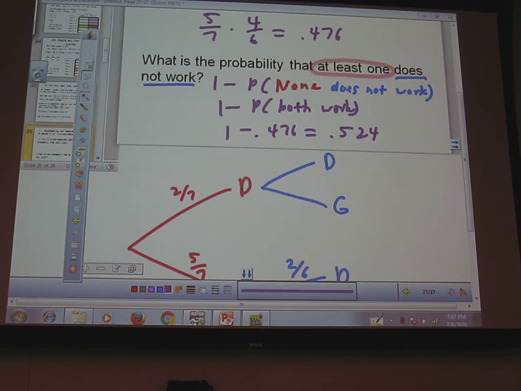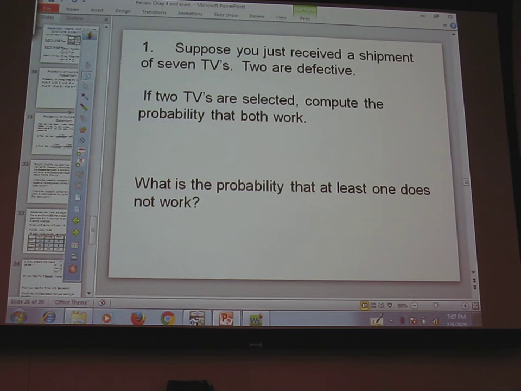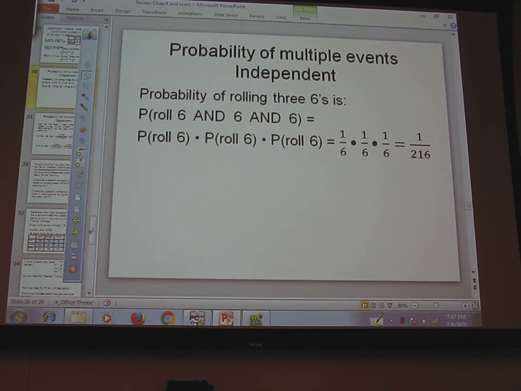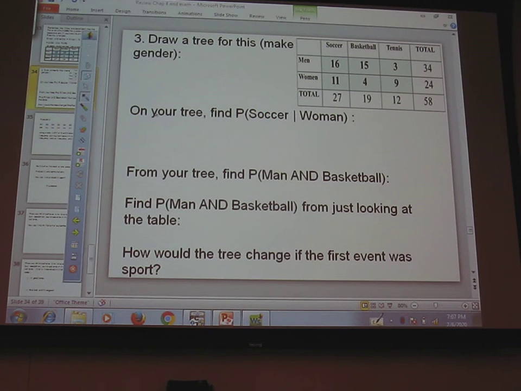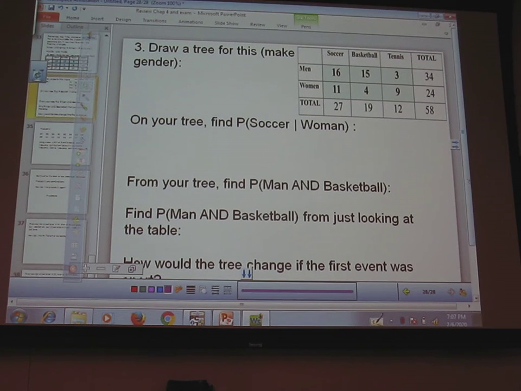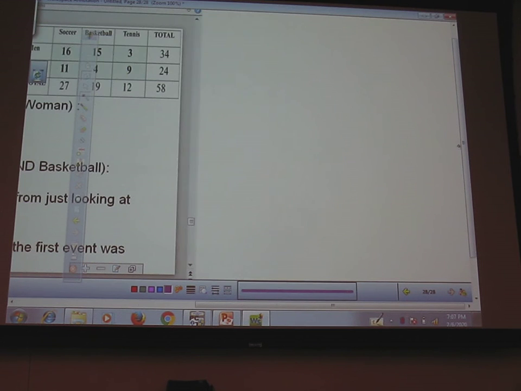All right, let's move on to number 3. If I can find it. Wait, don't we have to solve what Okay, is? So I want you guys to draw a tree for this. The first event is gender. So let's see, let me get my tree.